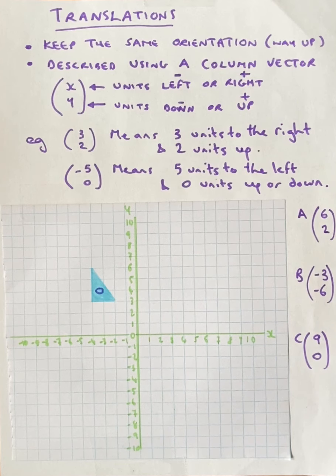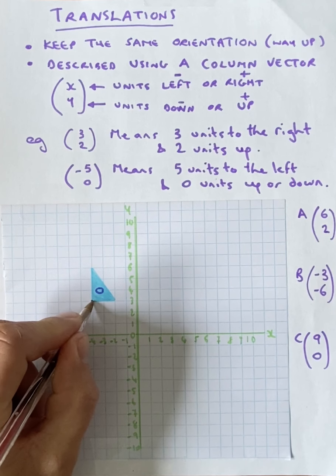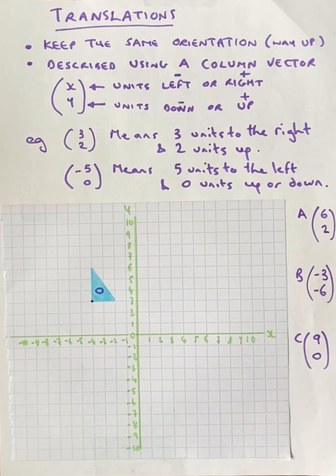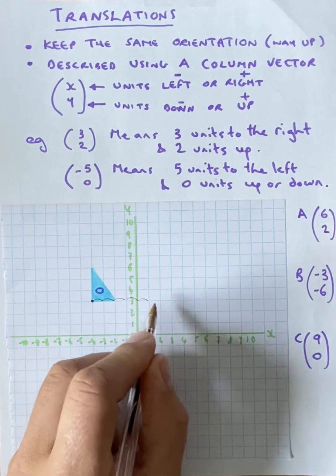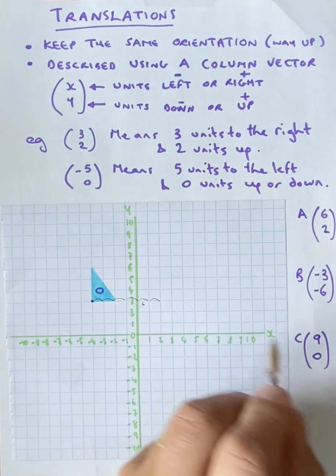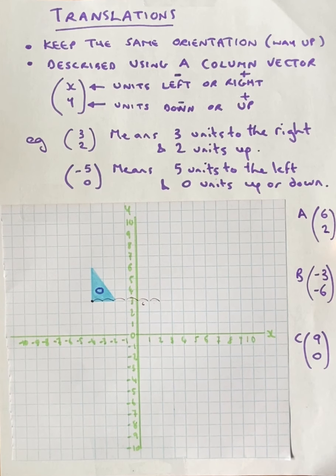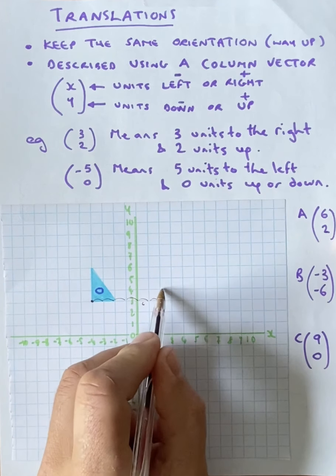Now the way in which I do this is I always choose one point on the shape and I move that point, and then I draw the shape from that point as well. So I'm going to take the bottom left hand corner where the right angle is on this triangle, and I'm going to think about moving that shape. The first vector I've got is 6, 2. That's telling me I'm going to go 6 squares to the right. So 1, 2, 3, 4, 5, 6. So I'm jumping 6 squares to the right, and then it tells me I'm going to move 2 squares up because it's positive. 1, 2.